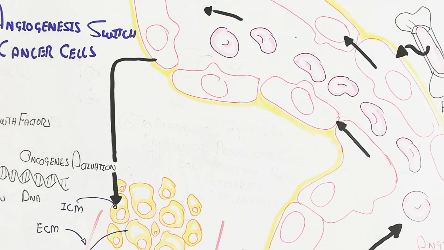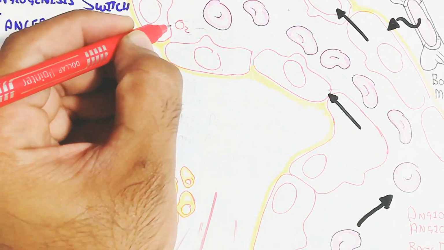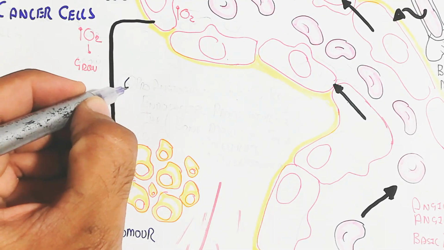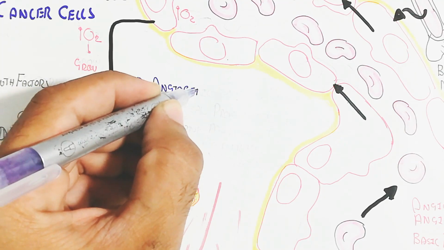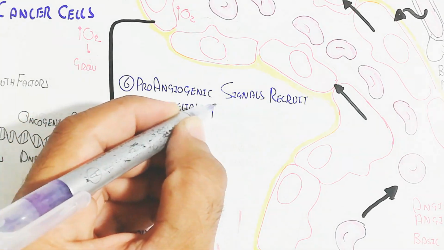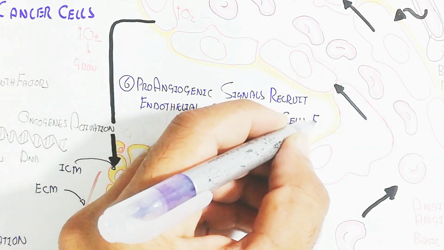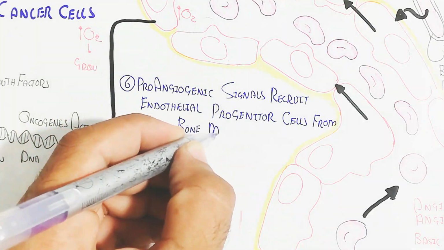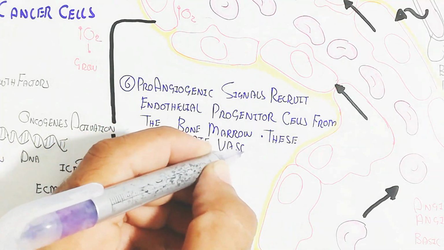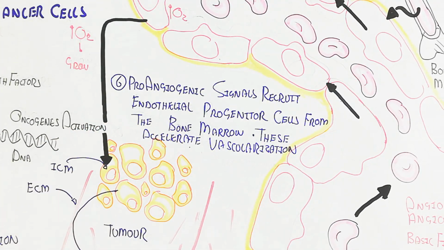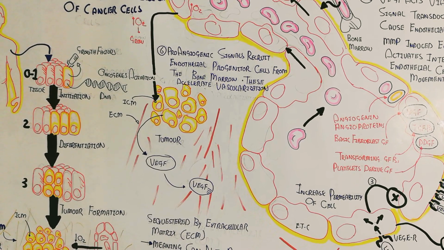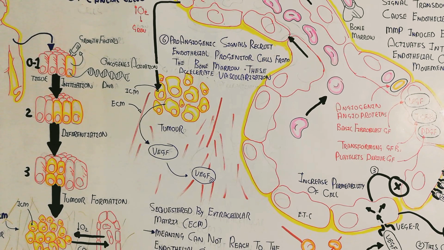After the increase, due to step 6 that we will discuss, more oxygen will be provided and these cancer or tumor cells will grow more, and in this way this will lead to producing more VEGF, which is the positive feedback. So the pro-angiogenic signals recruit the endothelial progenitor cells from the bone marrow, not fibroblast, but progenitor cells. This accelerates vascularization, and this accelerated vascularization will lead to positive feedback and increase the permeability.